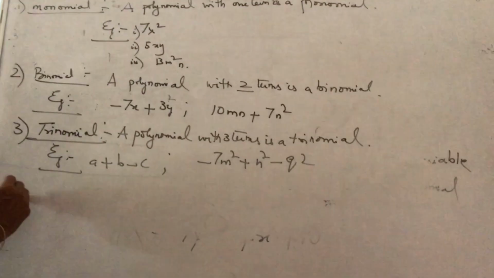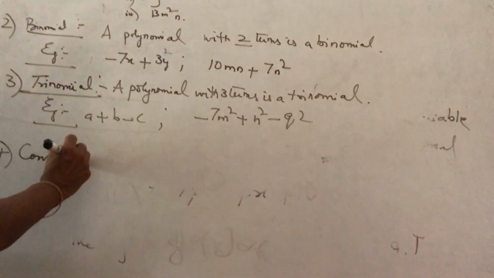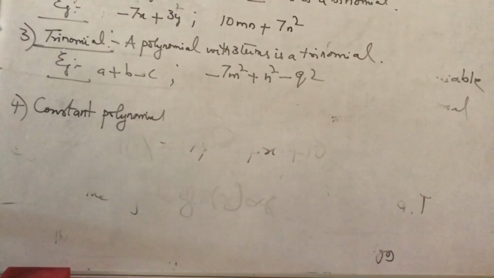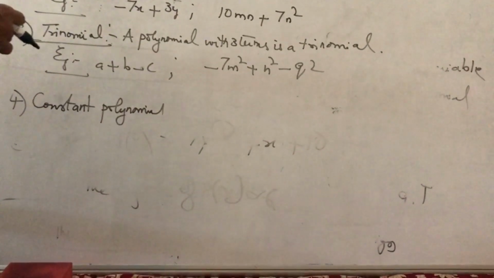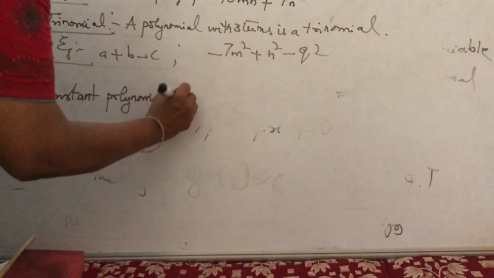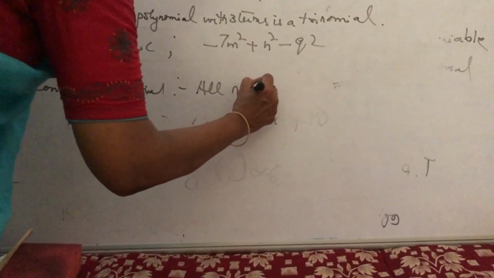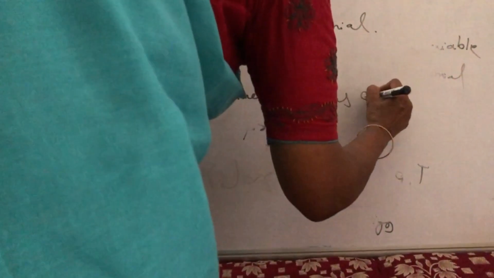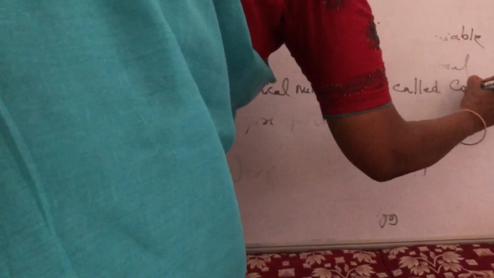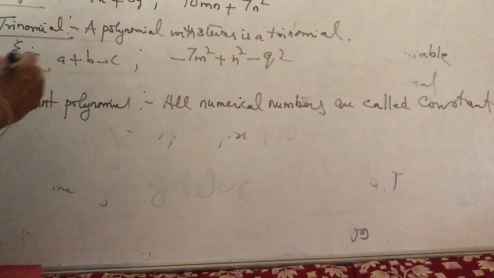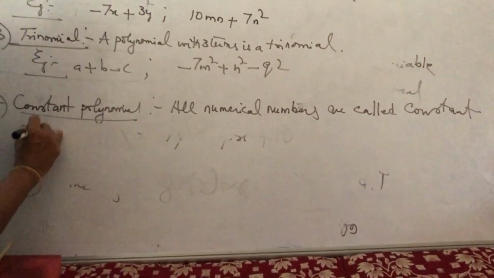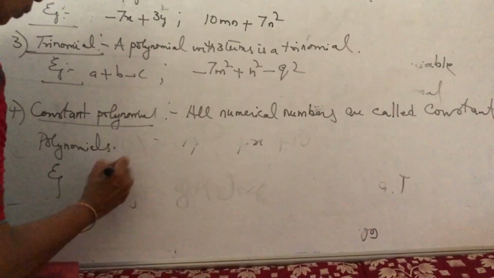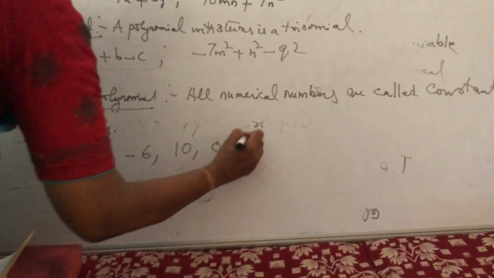Next, constant polynomial. All numerical numbers are called constant polynomials. Examples: 4, minus 6, 10, 0, 3 by 8.